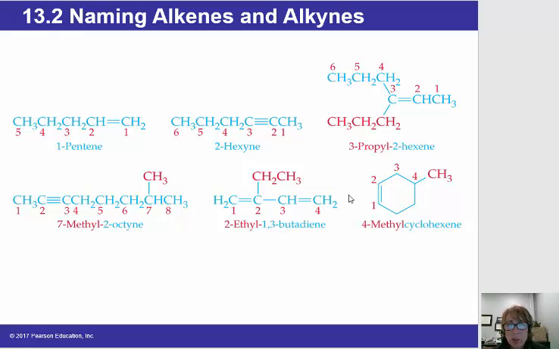And then here we have an example of what you do when there's 2 double bonds. So we find the longest continuous chain that has the double bonds, that has 4 carbons. So our root is but. There are 2 double bonds, so our suffix is diene. There is a branch, so we number it so this branch gets the smallest possible number. So this is 2-ethyl-1,3-butadiene.